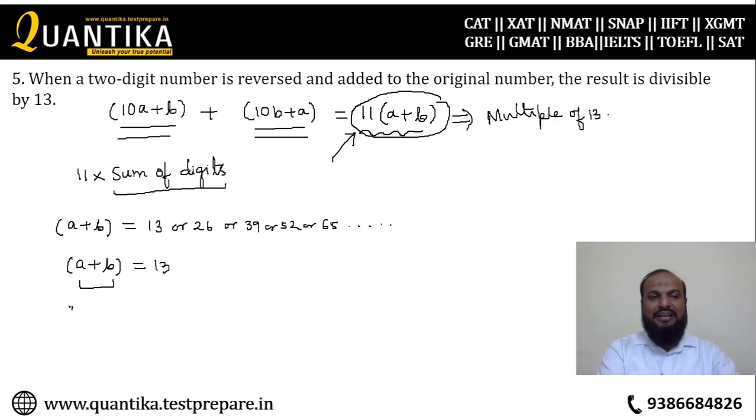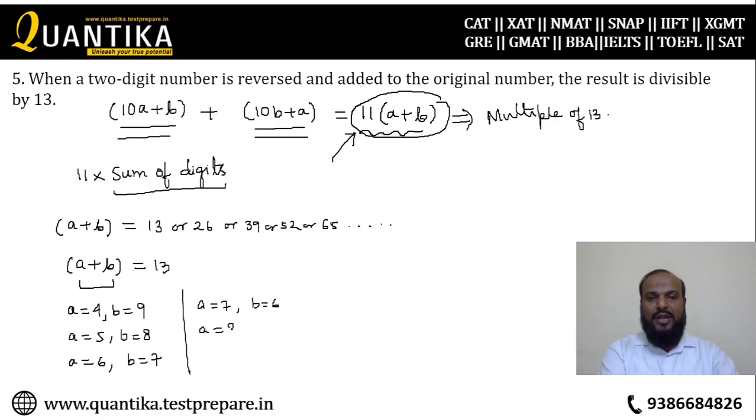For example, if I put a is equal to 4, b will be 9. If I put a is equal to 5, b is equal to 8. If a is equal to 6, b is equal to 7. Or a is equal to 7, b is equal to 6. Or a is equal to 8, b is equal to 5. Or a is equal to 9, b is equal to 4. So I can see there are 6 sets of values.